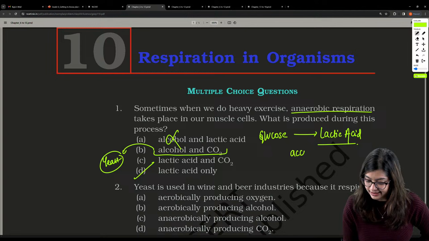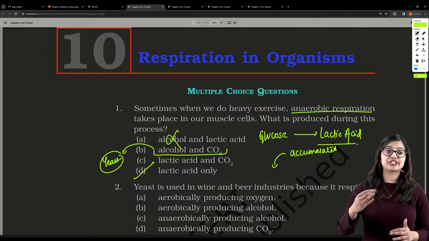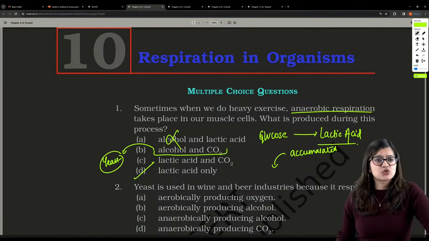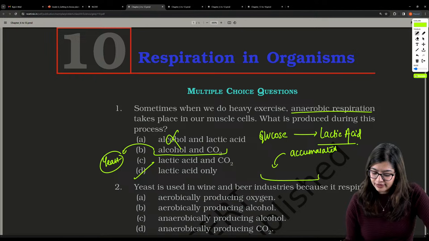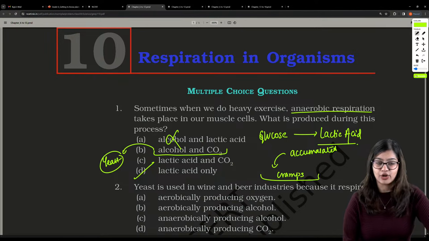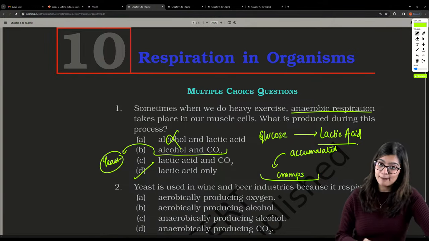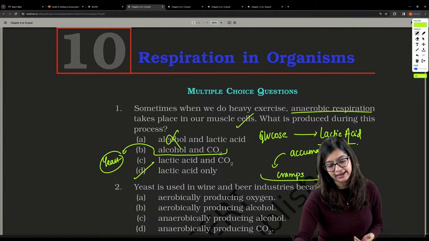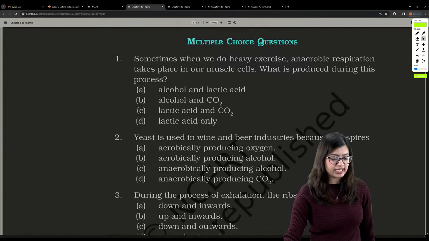And when lactic acid gets accumulated in our body, what will it cause? Lactic acid accumulation will cause dash. What will it cause? Sweat glands are present underneath our skin, found all over. Okay. Very good. We see that this causes muscular cramps, right? So when anaerobic respiration takes place in our muscle cells, the byproduct that is produced is lactic acid only. Yes? Okay. Now we will go on to the next one.